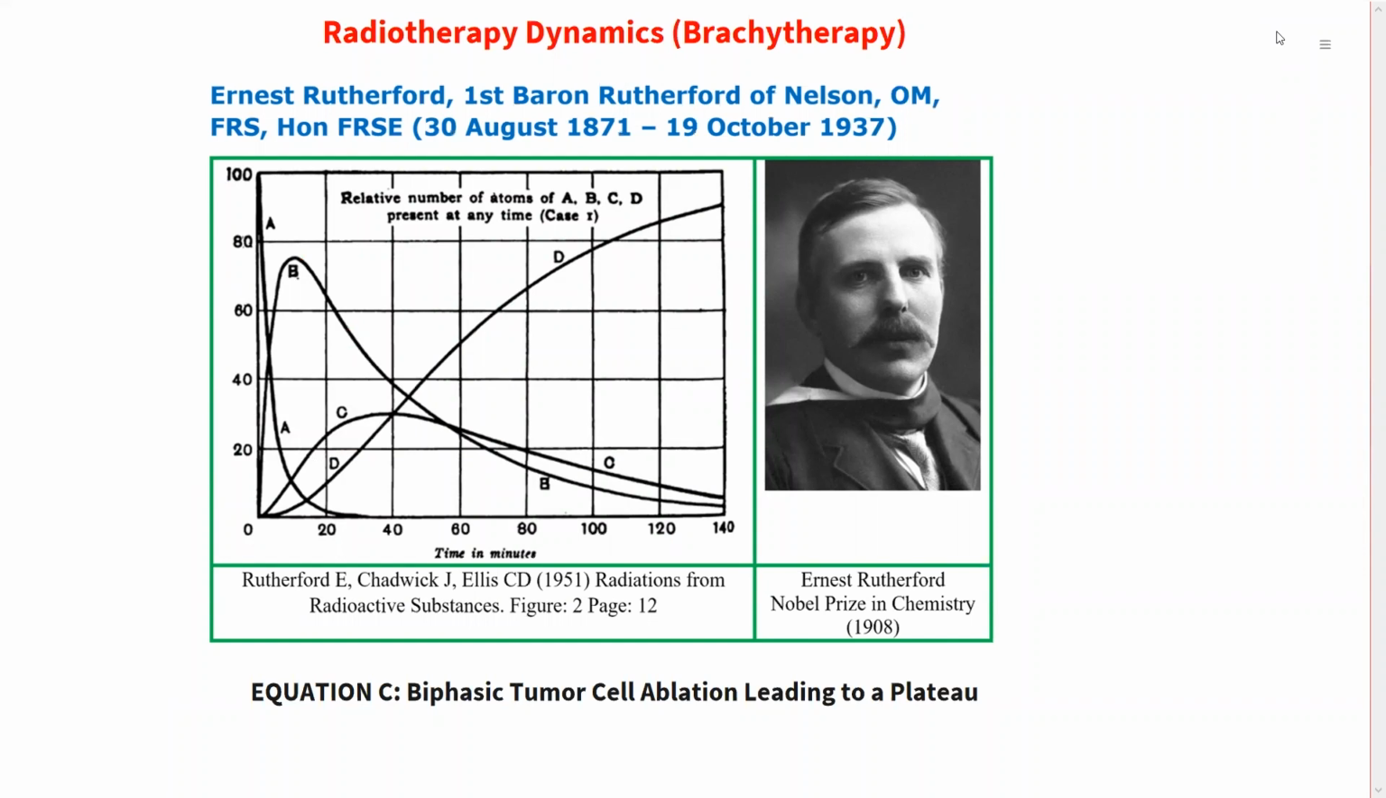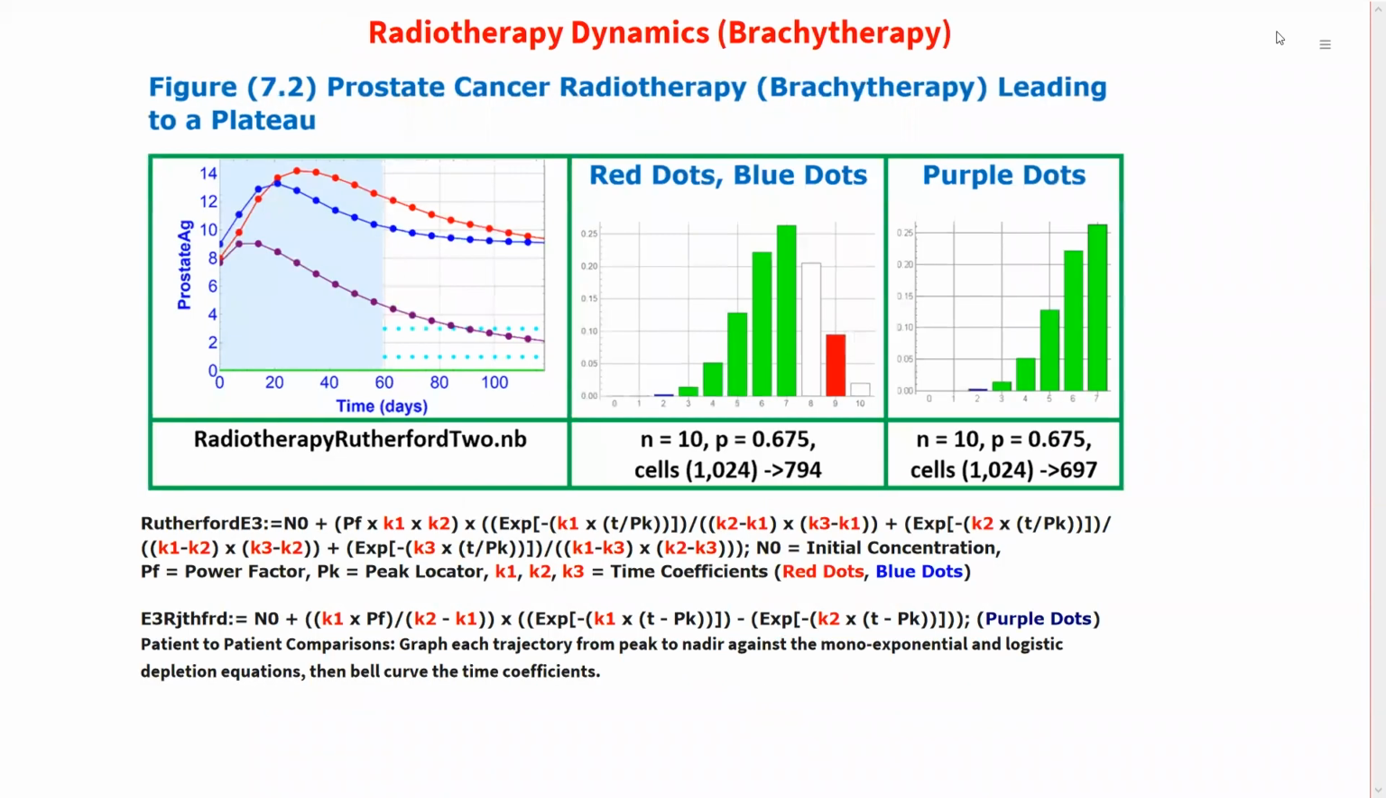Now, what is brachytherapy? The surgeon goes in and he has some pellets that are radioactive and he implants them around the perimeter of the prostate gland. So you always have the tumor, but hopefully you're going to get rid of all the dangerous cells. And that, I think, by my light, is Rutherford's graph C.